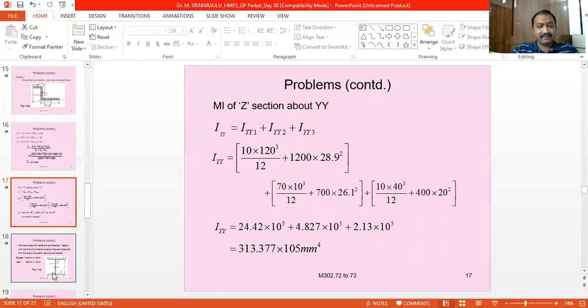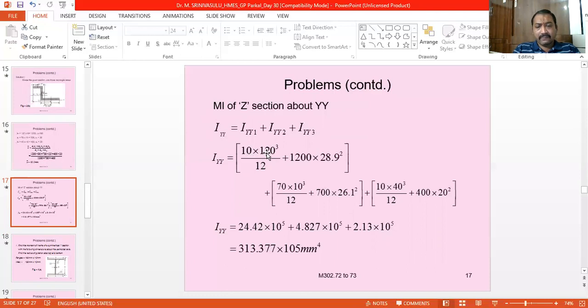So for the rectangle, what is the formula for the Iyy? The Iyy is equal to d b cube by 12, whereas Ix is equal to b d cube by 12. But here we require the Iyy. Iyy is equal to d b cube by 12. Here D1 is equal to 10 and B1 is equal to 120.